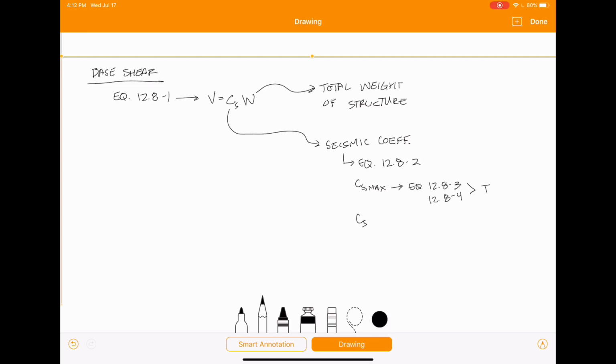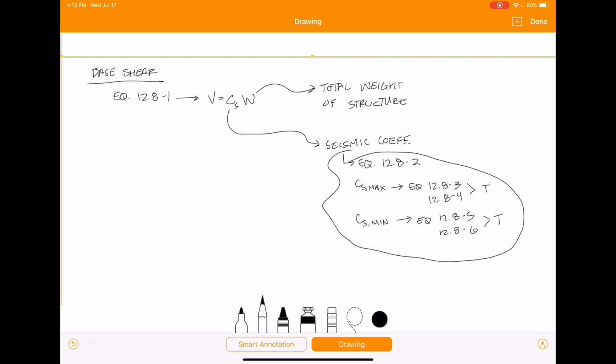And then there's also a minimum that Cs has to be. And you're going to use equation 12.8-5 or 12.8-6. Again, depending on the period of your structure, is going to determine which of those equations that you use. All right, and it's as simple as that. You just take your seismic coefficient that you calculate by doing all of this, you multiply it by your total weight, and then that's your base shear.